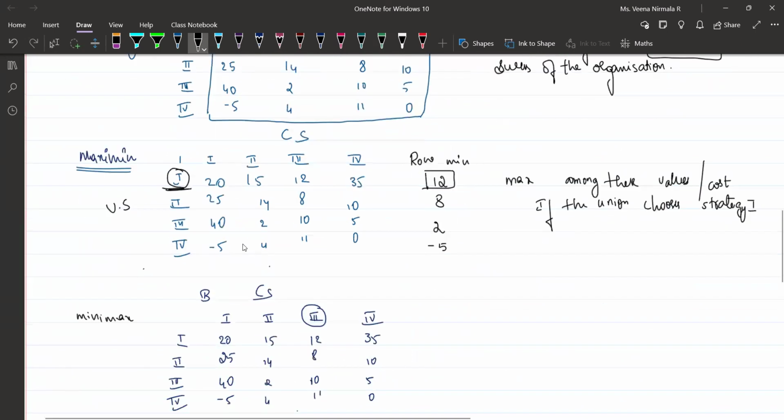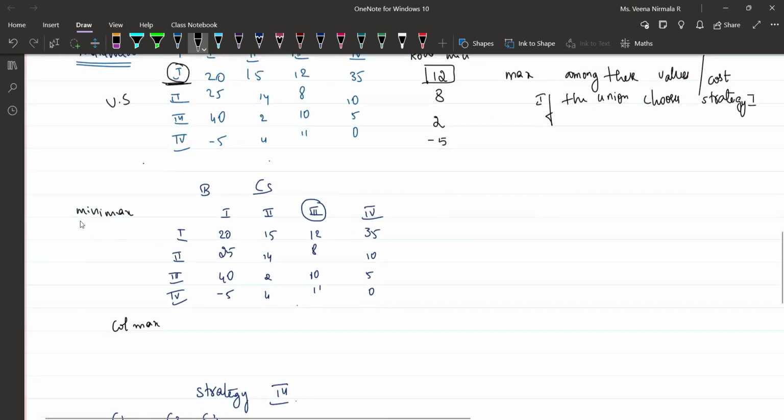Coming to minimax criteria. Here there are company strategies, and the same table we are rewriting again, and there are union strategies. Here what you need to do is choose the column maximum. Your aim is to minimize the maximum loss. So what is the column maximum? Here the column maximum is 40. Here the column maximum is 15. Here the column maximum is 12. Here the column maximum is 35.